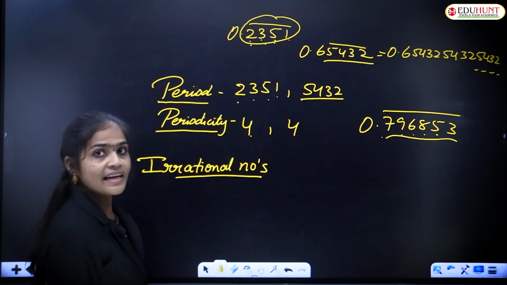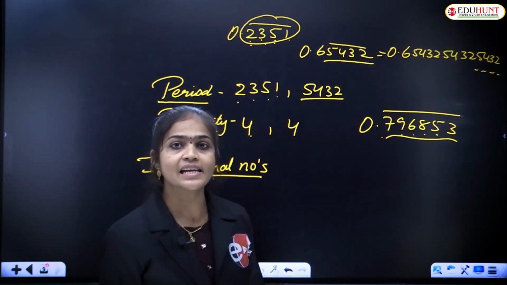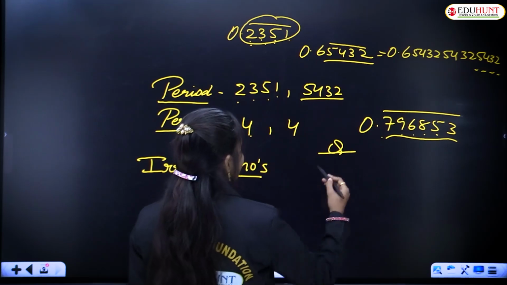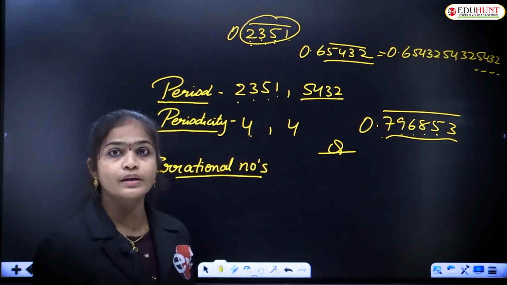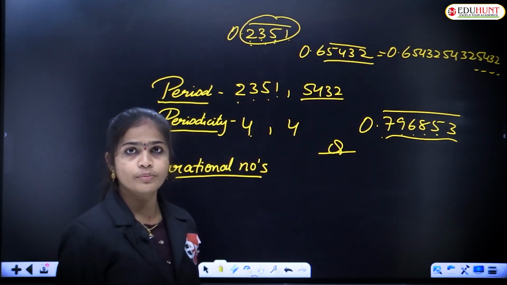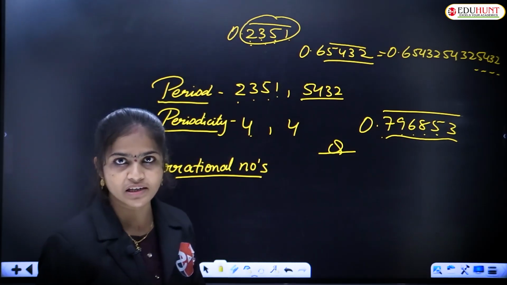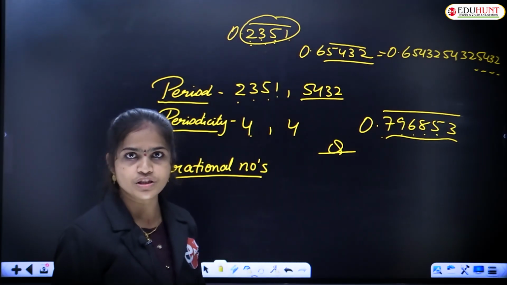So children, rational numbers we discussed now. Rational numbers are denoted by the letter Q. Why? Because Q means quotient. So rational numbers depend on the quotient only.